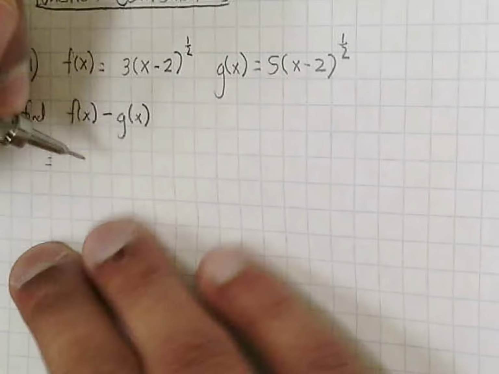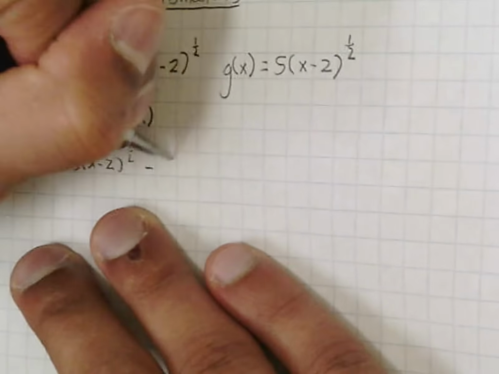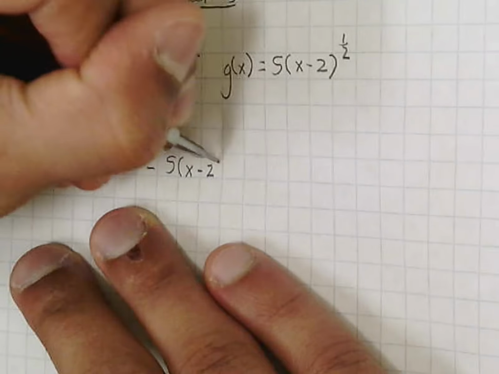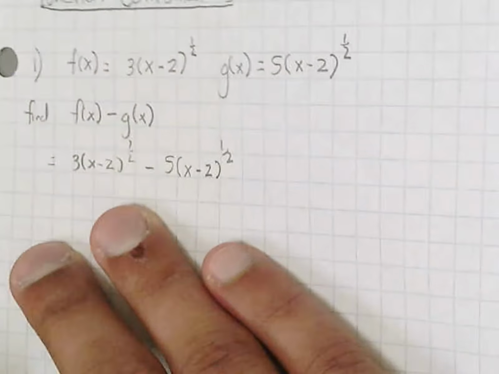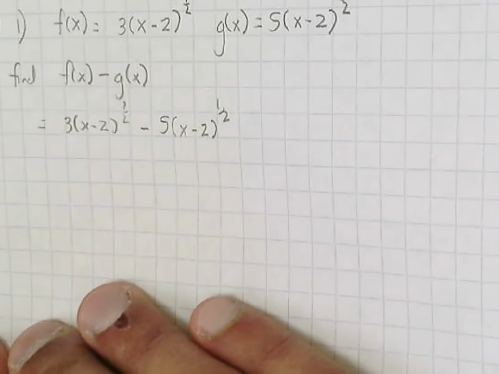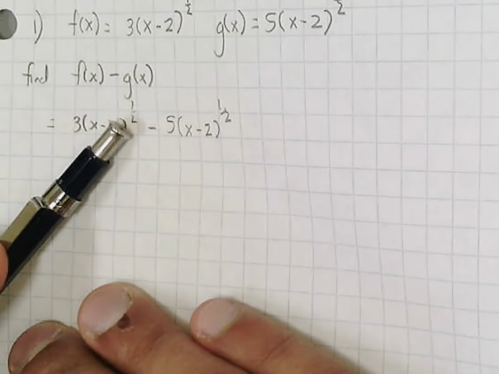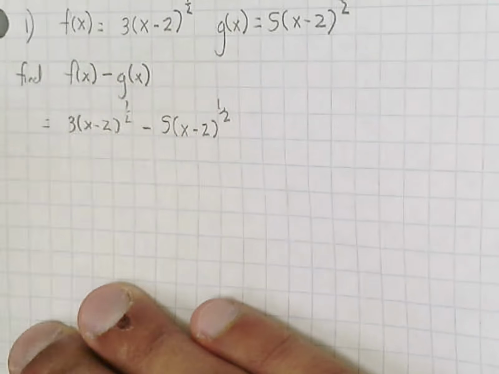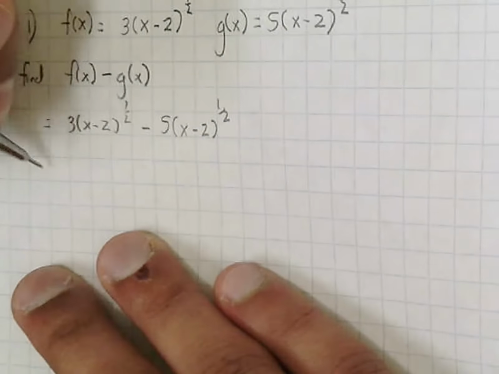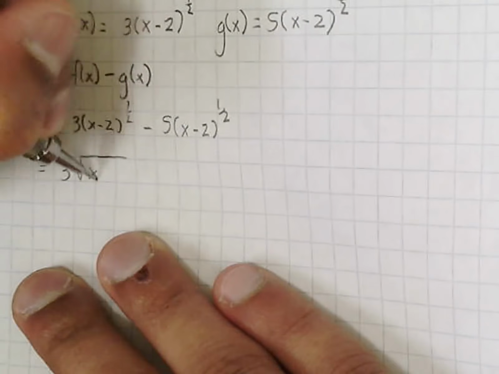Well, f of x is 3 times x minus 2 to the 1/2. G of x is 5 times x minus 2 to the 1/2. So we subtract the two. Okay, now we just remember from last class that I can subtract and add like radicals. We must remember that rational exponents, so an exponent that's a fraction, can be converted to a radical. So I'm going to do that. So something to the 1/2 power is the same thing as the square root.